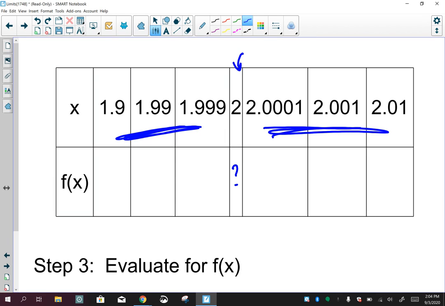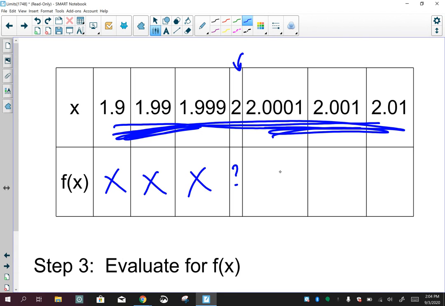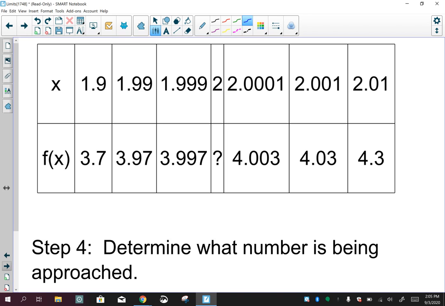The next thing I want to do is start filling out this chart. I've got my x values that I'm going to look at here, and I'm going to fill out that one, that one, and that one, that one, that one, and that one. This is where you have a calculator. So just plug this into the calculator and fill out your chart. And you should get something that looks like this.